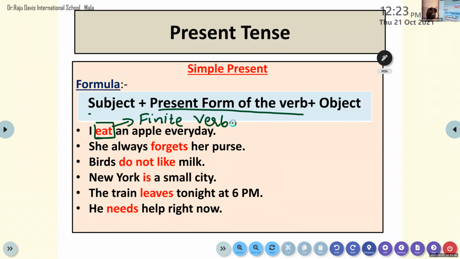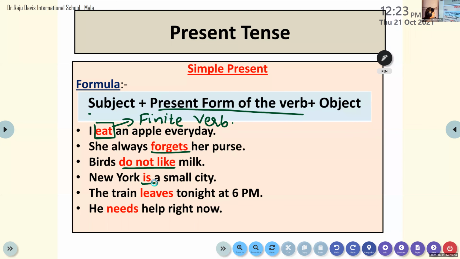In the second sentence, can you identify the finite verb? Yes, ma'am. Forget. Okay. In the third sentence? Do not like. In the next sentence? Yes. Is the simple present form, right? So this is an example for simple present tense, not for present continuous.